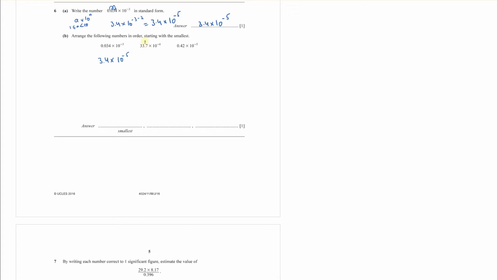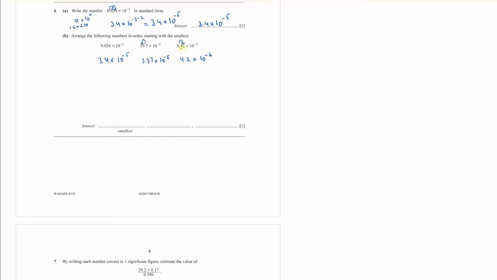For this, I have to move this decimal one place to the left. So this becomes 3.37. And since I moved this to the left, I increased the power of 10 by 1, 10 power negative 5. For this, I have to move this one place to the right. So this becomes 4.2 into 10 to the power. So I move to the right, so I have to decrease the power of 10 by 1. So this gives me 10 power negative 6. So now first you compare the powers of 10. So this is negative 5, negative 5, and negative 6. So straight away you see that this is the smallest of these 3.